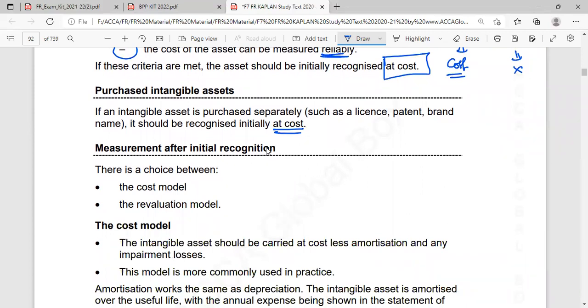Then after initial recognition, coming to subsequent recognition, we follow either the cost model or the revaluation model.